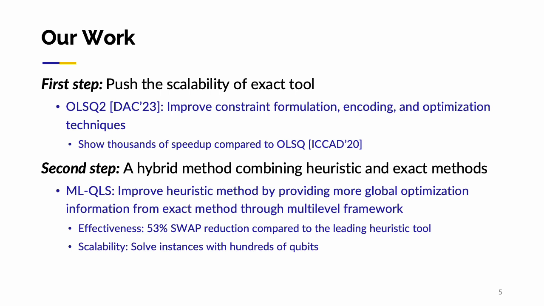So our second step is to use a hybrid method combining both heuristic and exact methods. The key idea is to improve the heuristic method by providing more global optimization information from the exact tool through a multi-level framework. In terms of performance, we demonstrate the effectiveness by having 53% swap reduction compared to the leading heuristic tool Sabre. And in terms of scalability, we can solve instances with hundreds of qubits in reasonable runtime.